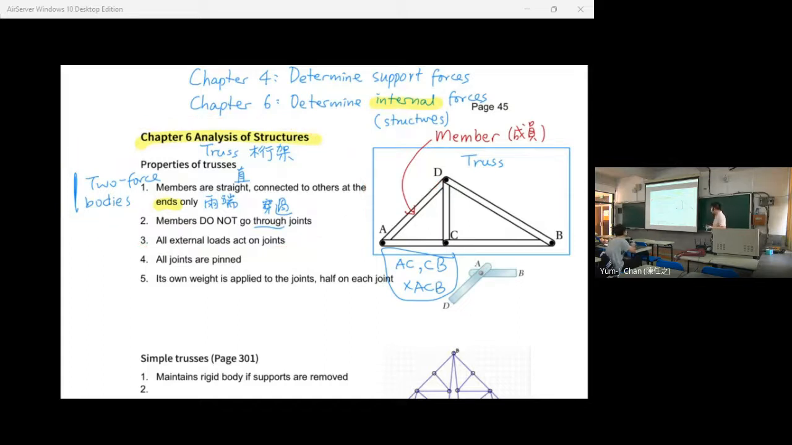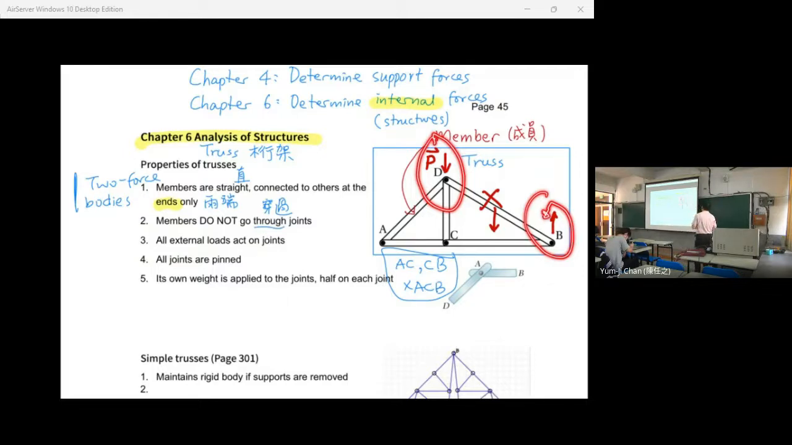And if we have forces acting on a truss, we will have all of them act on joints. So, for example, we have P here, or we have B here, but we do not have forces here. We can only put forces at joints.